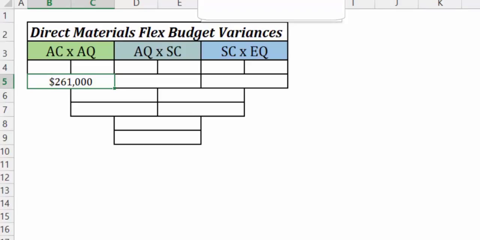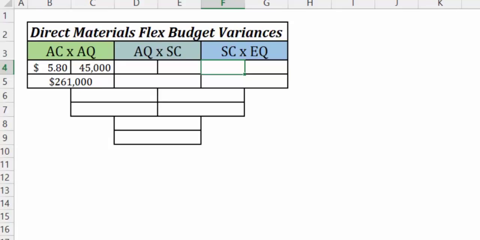Now, the actual quantity of fabric that we used is 45,000 yards. Let's not worry about how much we purchased yet. This is how much we used in production. So if I take 261,000 and divide it by 45,000 yards, we can see that there is an actual cost of $5.80. So this green column on the left is what really happened. This is our actual cost per yard, the actual quantity used in production, and the total amount that was given to us. On the far right, we have our flex budget.